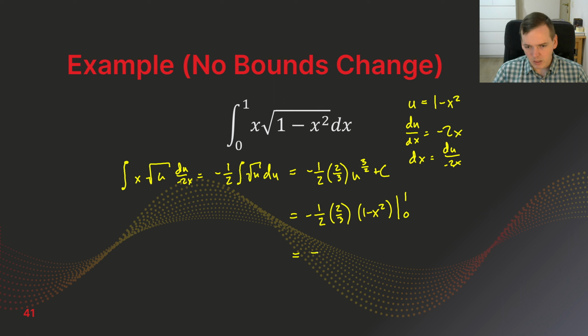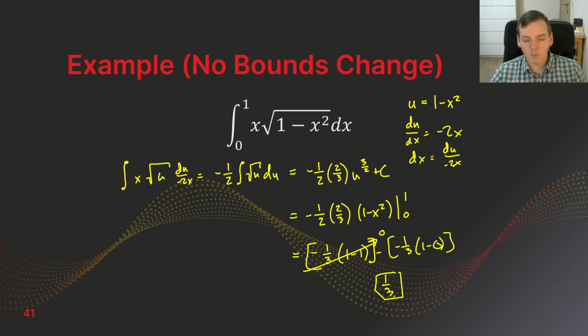So this will be negative 1/3 times 1 minus 1, minus negative 1/3 times 1 minus 0. This whole thing goes to 0, and I get negative 1/3, which is 1/3. So same results as before, it's just whether you want to deal with swapping things over before or after.